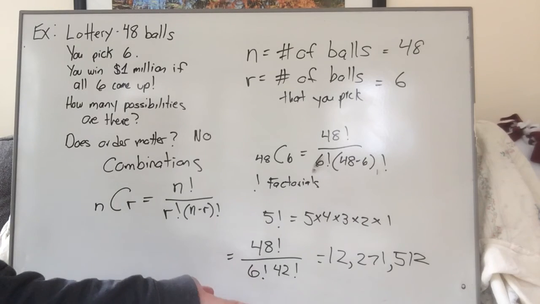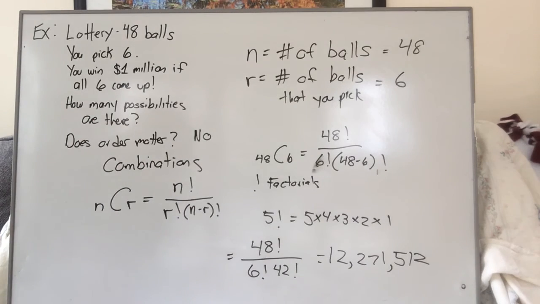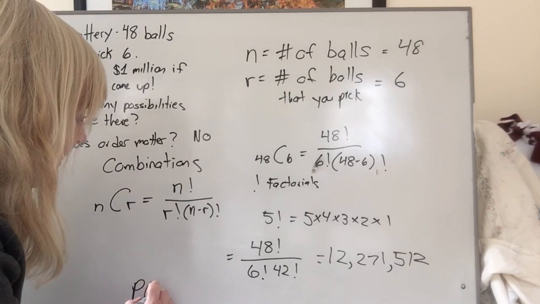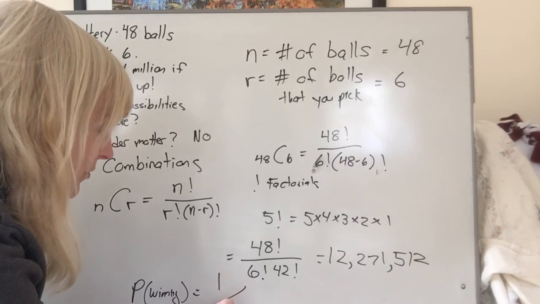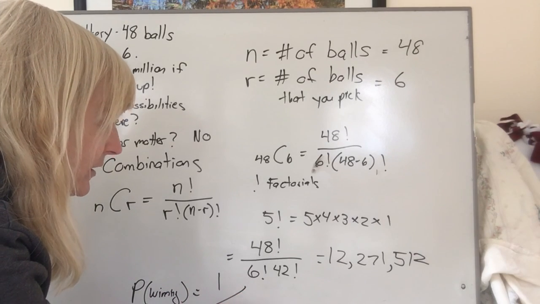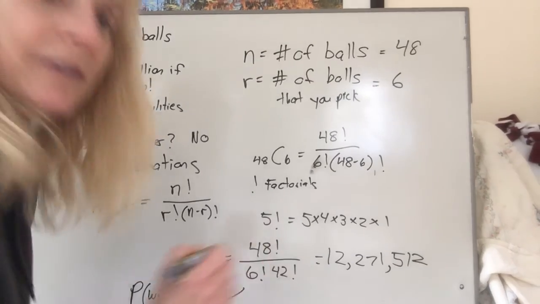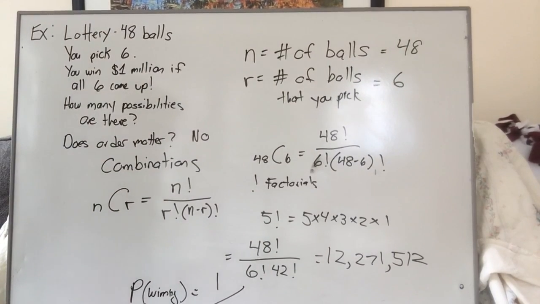But that's how many possibilities there are, and that's why it's really hard to win the lottery, and really hard to win $1 million. So if they asked you your probability of winning if you bought 1 ticket, your probability of winning for 1 ticket is 1 over 12,271,512. Okay? All right. Watch the next video.